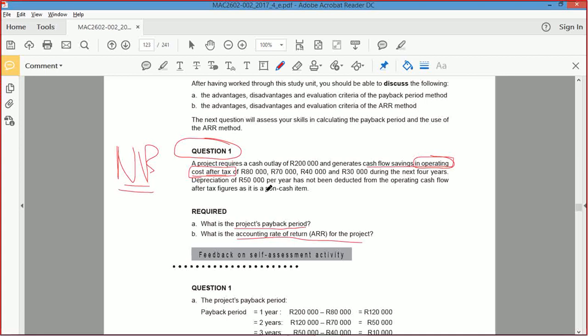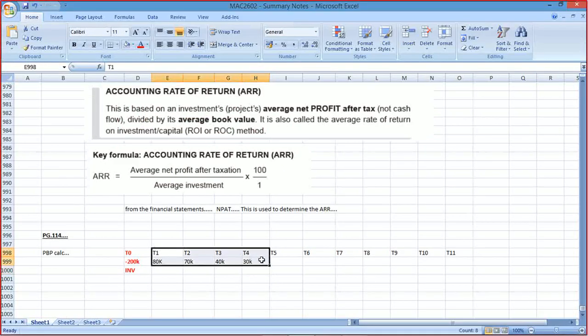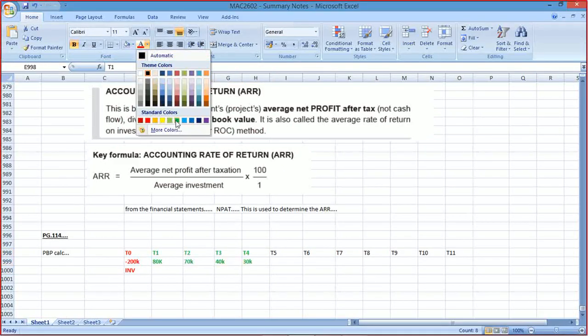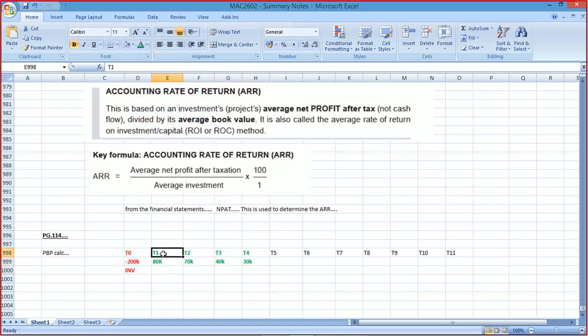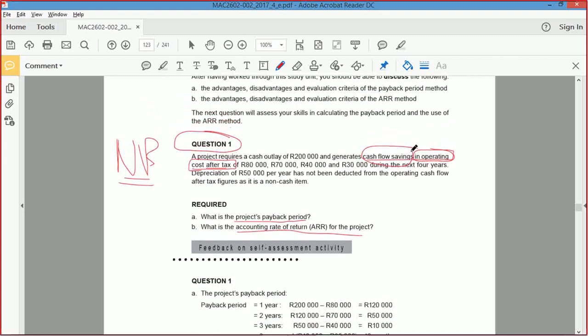Okay, what else do we need to work out? We just need to work out the amounts. Okay, so here they've used the payback period. 200,000 minus 80,000. This was operating. No, they're using different cash flows. This is what the diagram looks like. That's the initial investment. Those are the inflows. They said they are cash flow savings. Cash flow savings is the relevant cash flow.